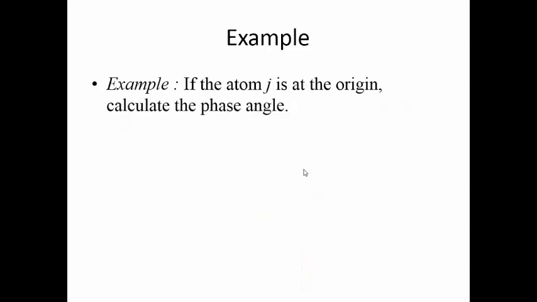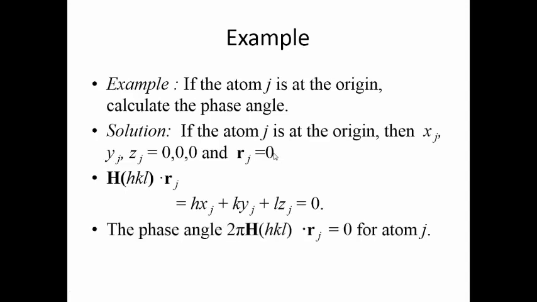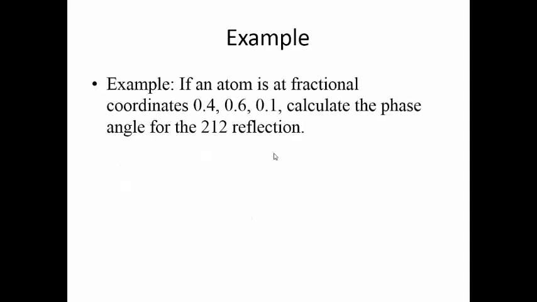Okay, another example would be if we took the atom at the origin and then wanted to calculate the phase angle of that atom. Again, the X, Y, and Z in this case are 0, 0, 0. The distance from the origin to the origin is 0. So when we do the dot product, we get 0, and the phase angle is 0 for any atom that happens to be at the origin.